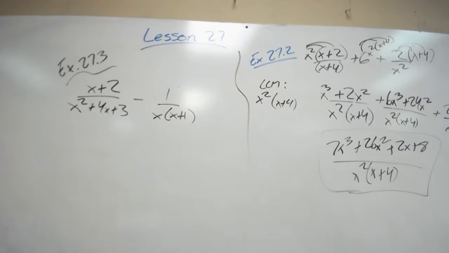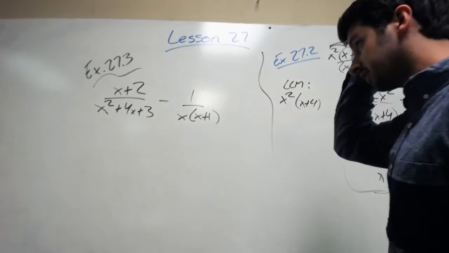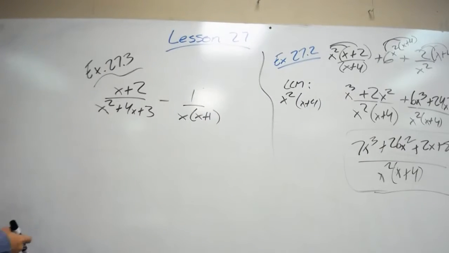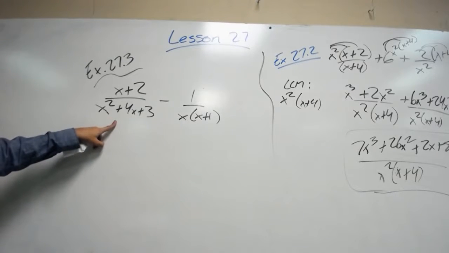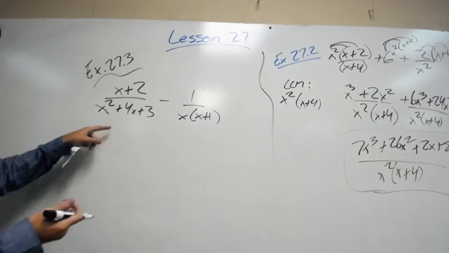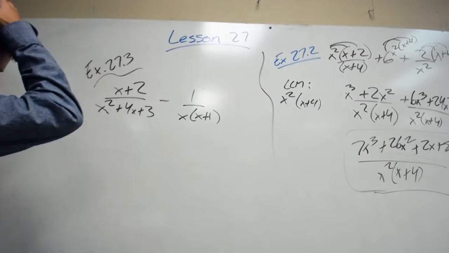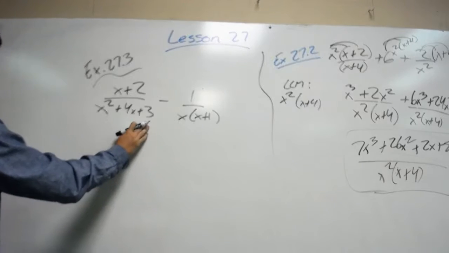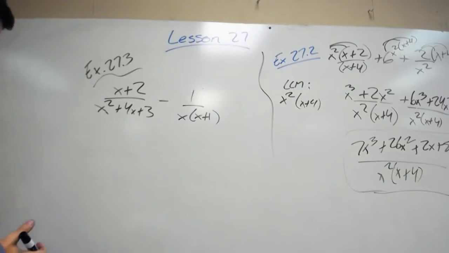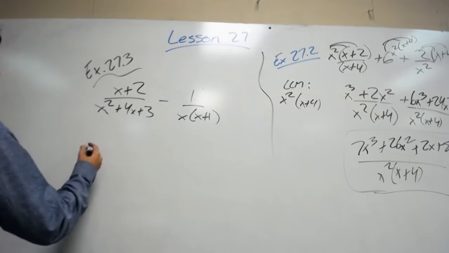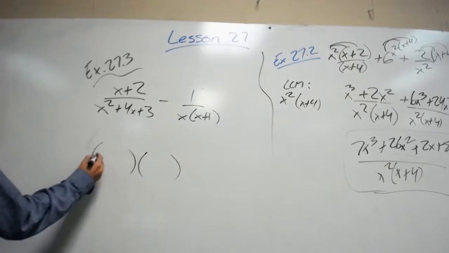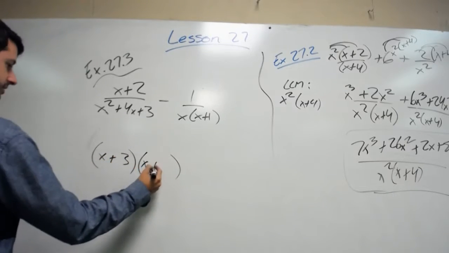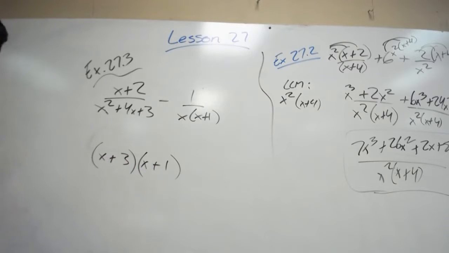Want to look at one more that's a little bit different. Example 27.3. It gives you this. Well, the difference is we have a trinomial underneath the x plus 2, or in the denominator. What we need to do first is factor. So what multiplies to be 3 and adds up to be 4? We did this a couple lessons ago, or even last lesson, whatever it was. Multiplies to be 3, adds up to be 4. Well, that would be a positive 3 and a positive 1. It's pretty easy right there.